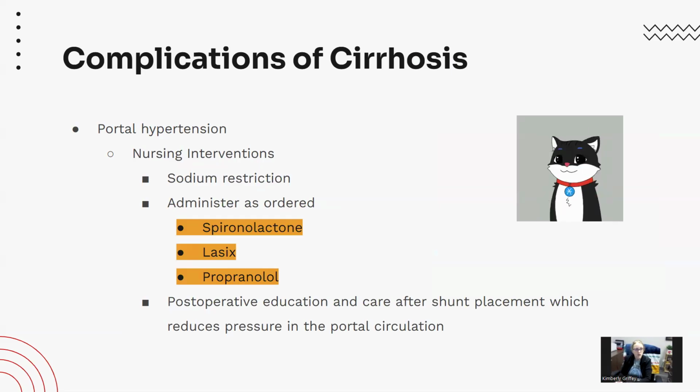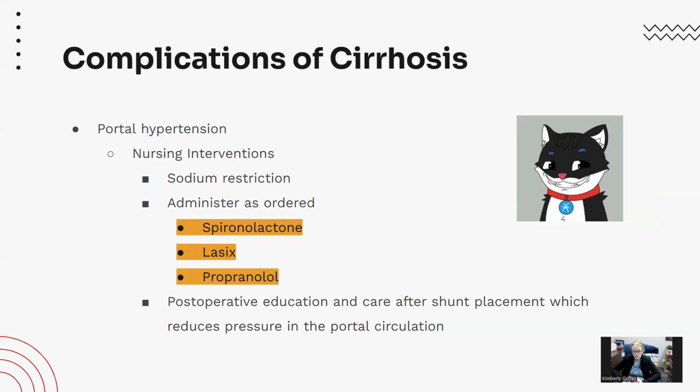All right, a complication of cirrhosis with portal hypertension. So you guys are going to restrict sodium because the whole goal is to reduce the amount of fluid that's accumulating. So with the sodium restriction, that's going to help decrease the amount of water being pulled. You're going to administer spironolactone. This helps reduce fluid by blocking aldosterone. But you want to monitor potassium because this is potassium sparing. You want to watch for hyperkalemia.